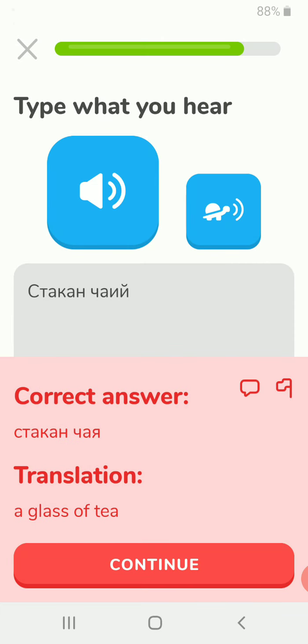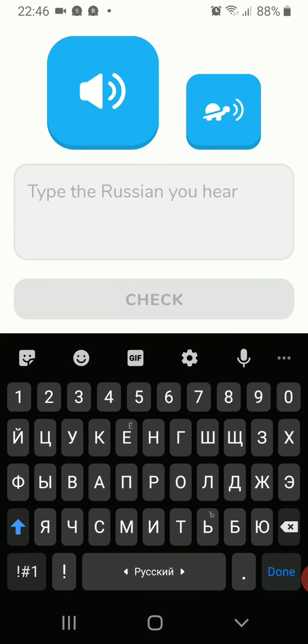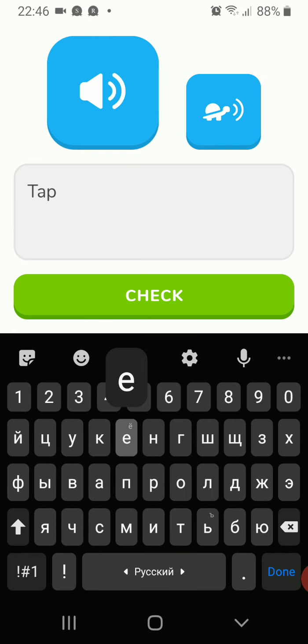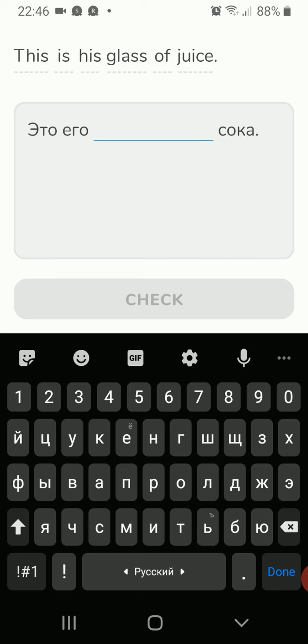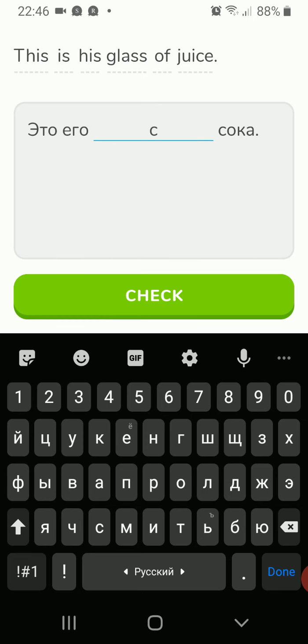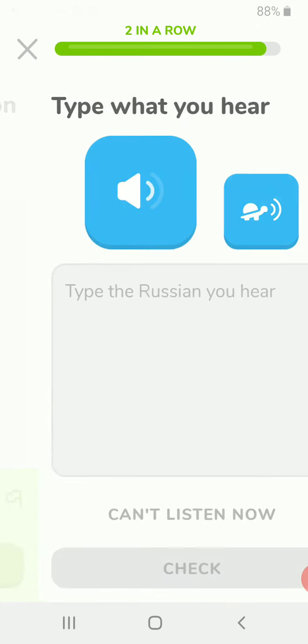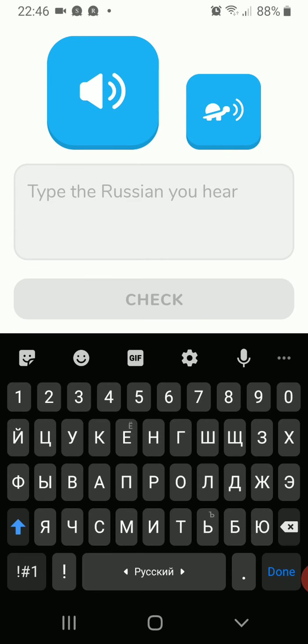Go back. So I was going to end this. Тарелка риса. Рис, риса, yeah. Тарелка риса. And this is his glass. Это его стакан сока. Стакан сока. Good. Стакан чая. And this is what I didn't get right.